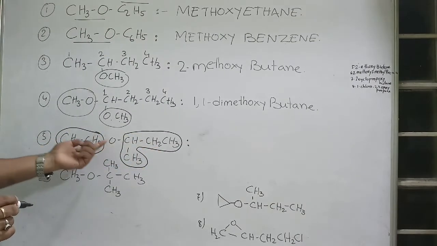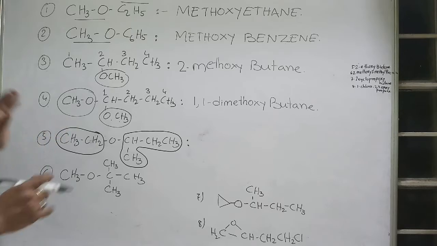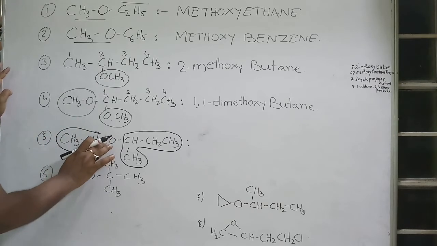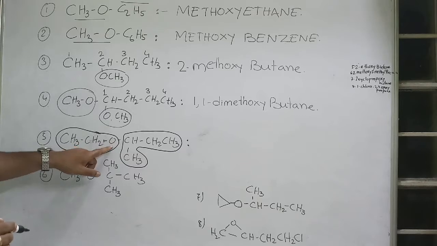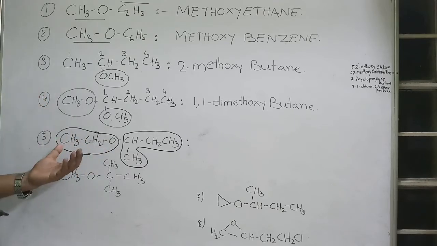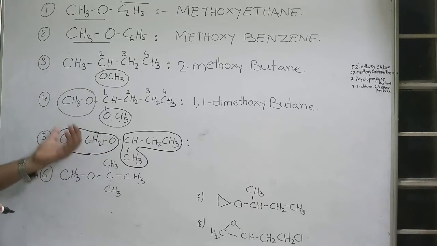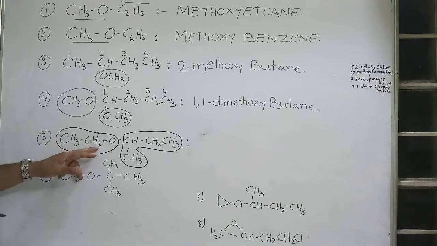So oxygen would love to go together with the carbon containing the lesser number of carbon atoms. Here you can see oxygen loves to go to that very compound which contains a lesser number of carbon atoms. So this is ethoxy. Why? There are 2 carbons, so ethoxy.